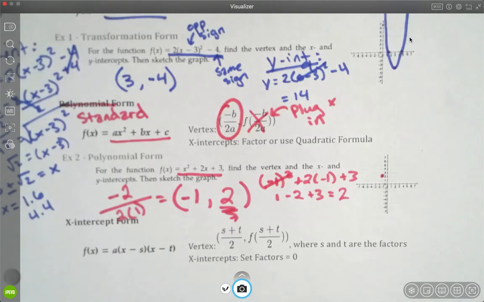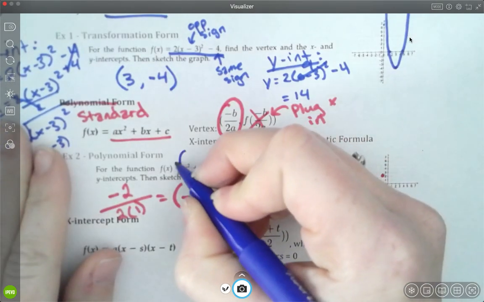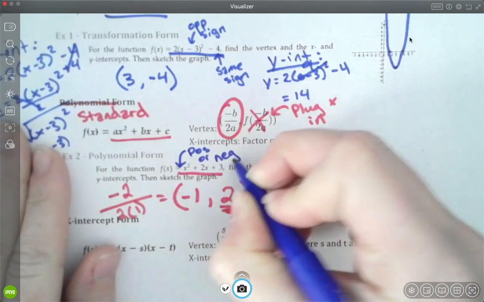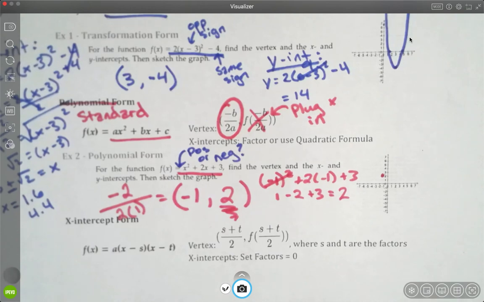If this guy is positive or negative, it's going to smile or frown based upon that. So positive, negative, smile or frown. This guy is going to smile. So here's the deal.